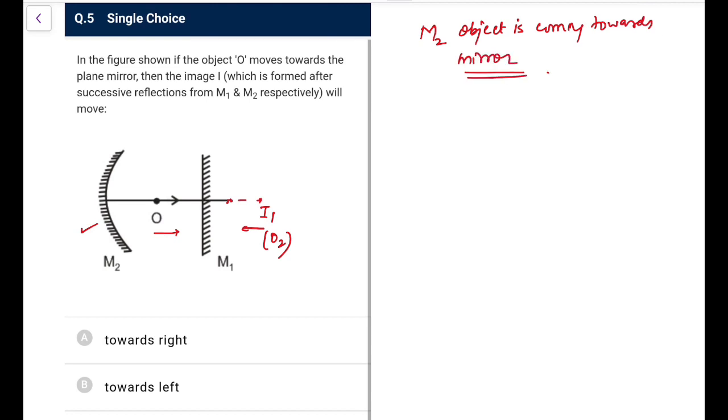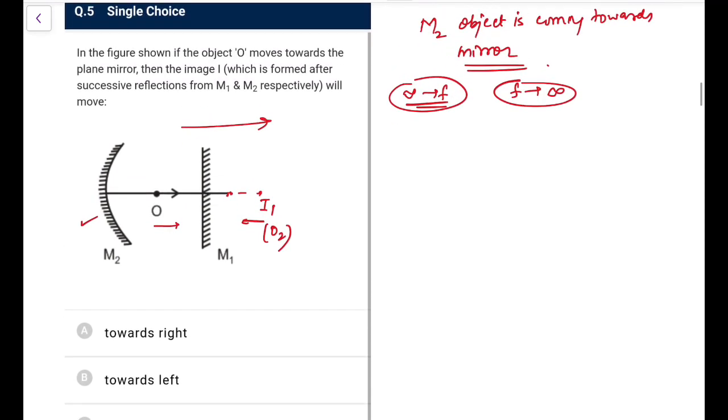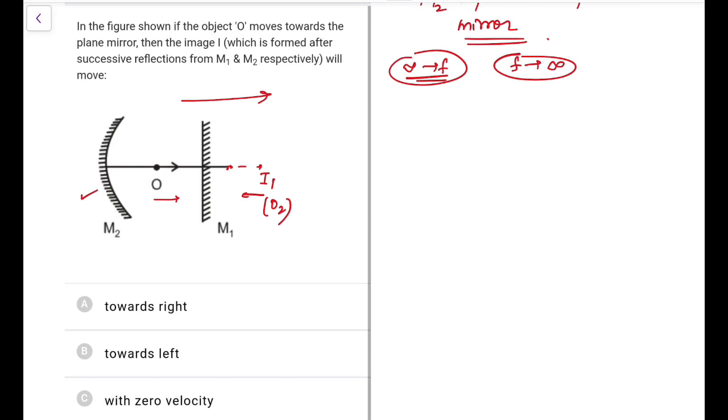And if I take the case where it is less than f, what we know is, as the object goes from infinity to f, the image goes from f to infinity. So definitely the final image will shift from f to infinity, it will go towards the right from the mirror M2, but provided it hasn't crossed the focus, because if it has crossed the focus, then you will have a virtual image. So now it depends on where this point O is.